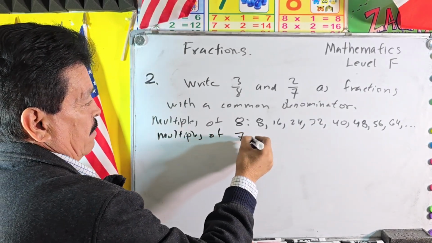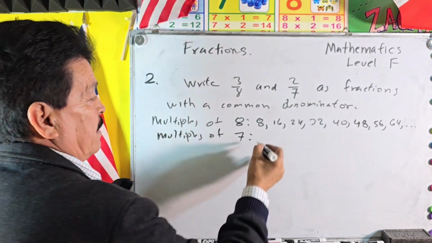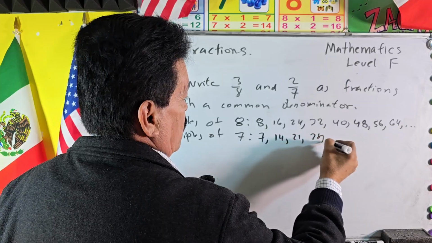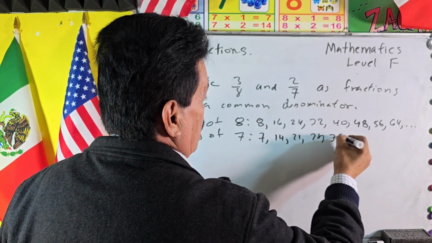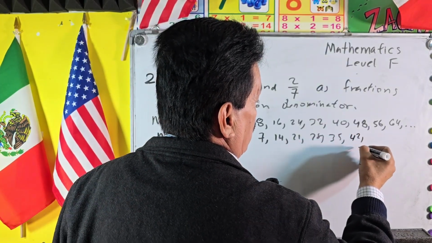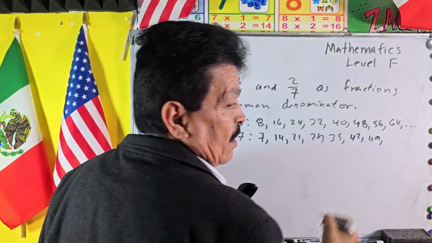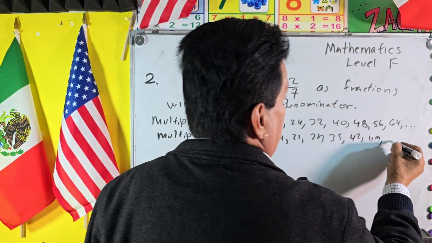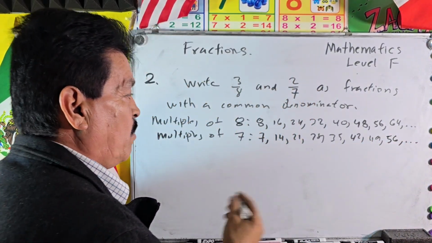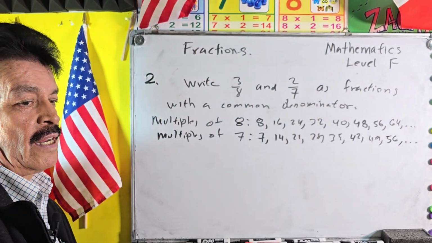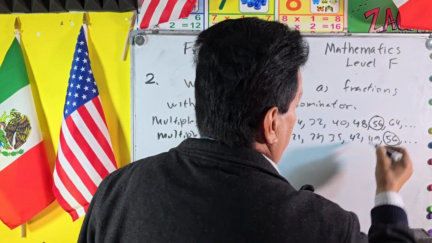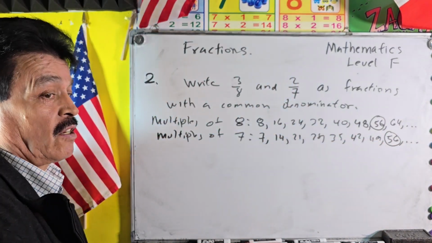And then the multiples of 7: 7, 14, 21, 28, 35, 42, 49, and then 56. See the numbers right there? Which numbers are common? The least common one is 56. Immediately you see the number right there.